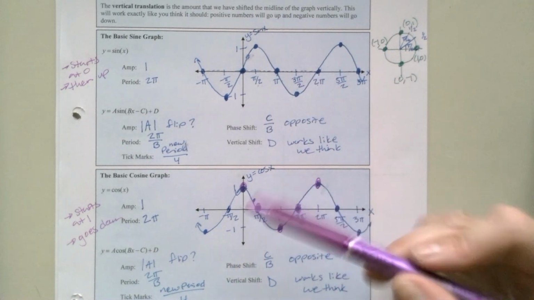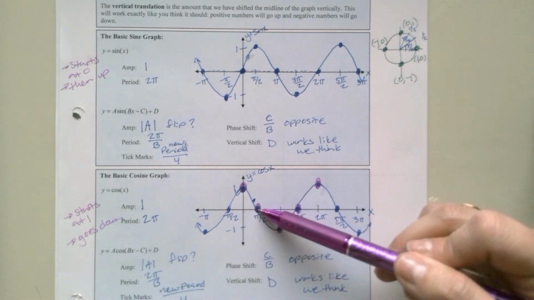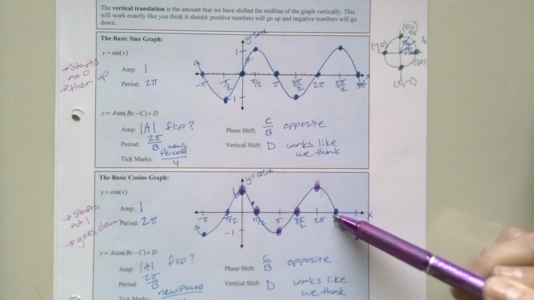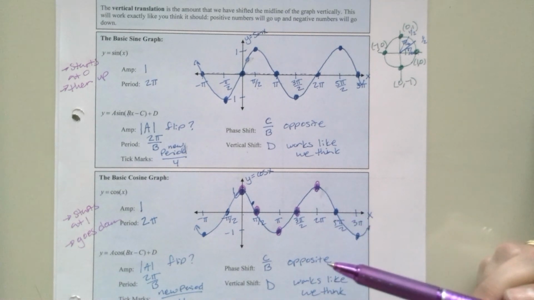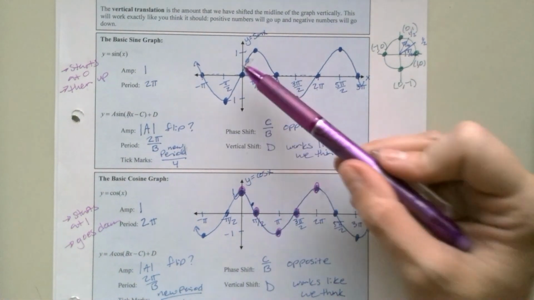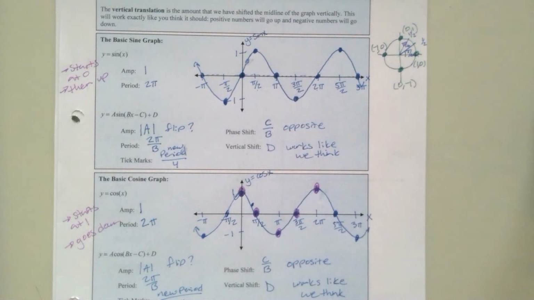Same thing here. We're going to start at 1, go down to the midline, go down, come back up to the midline, go up, go back to the midline. Every other dot we're going back to the midline. Cosine starts at 1 and then goes down. Sine starts at 0 and goes up. So let's see if we can graph some of these.